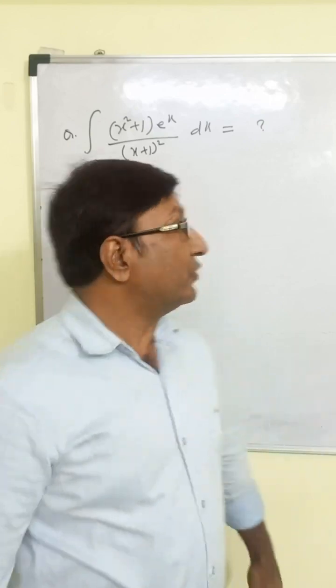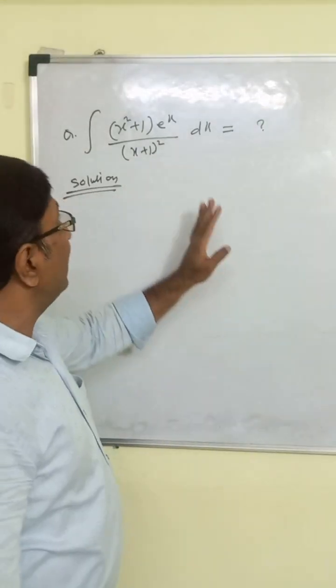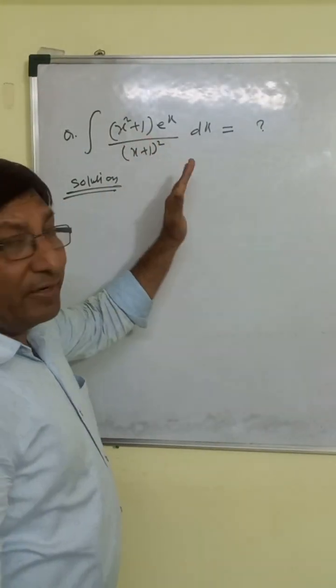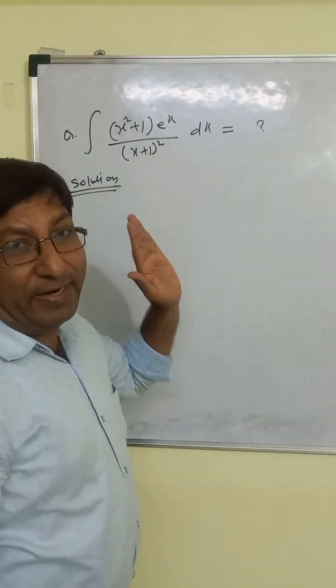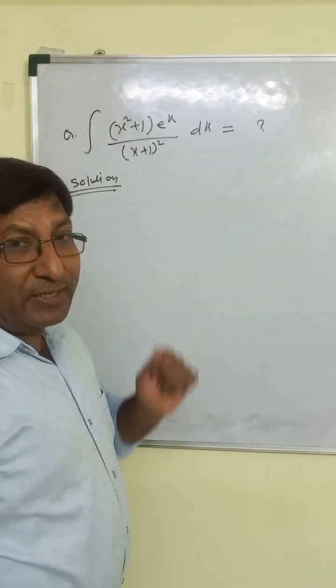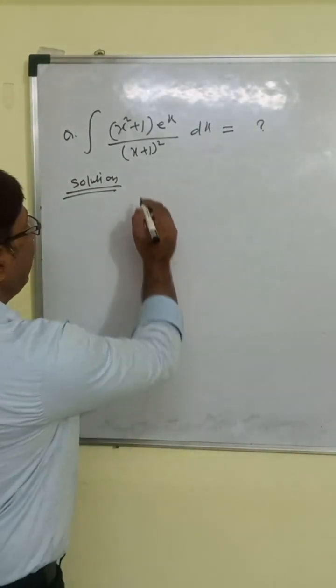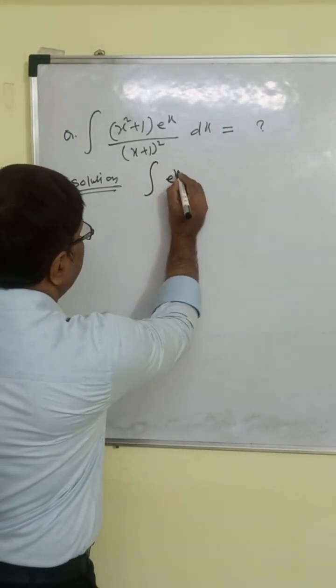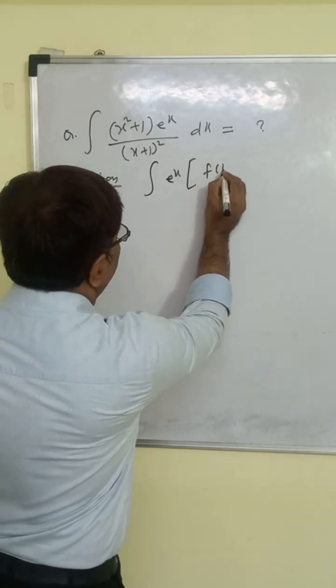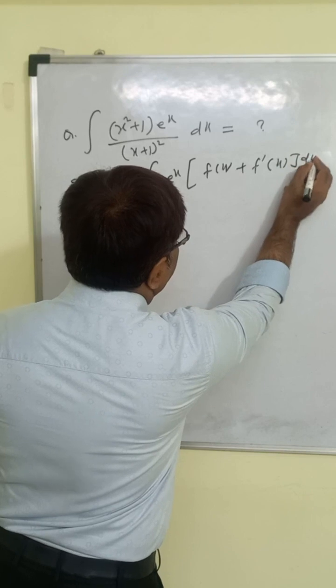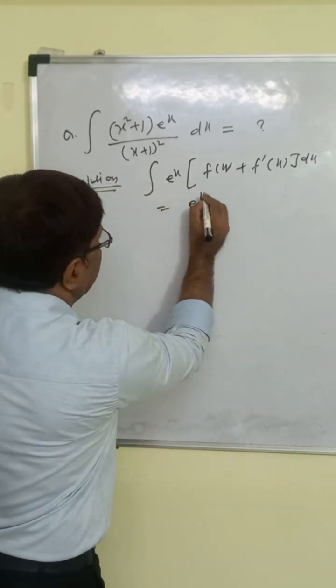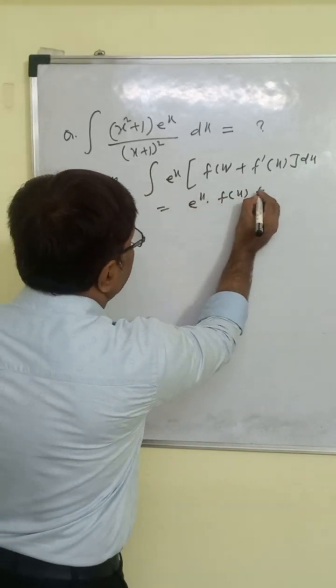Let us see the question. Find the integration of x squared plus 1 into e^x divided by x plus 1 whole square dx. So for this type of question, what is the simple technique? If any equation is in the form of e^x into any given function plus the derivative of that function dx, then our answer will be e^x into the given function plus c.